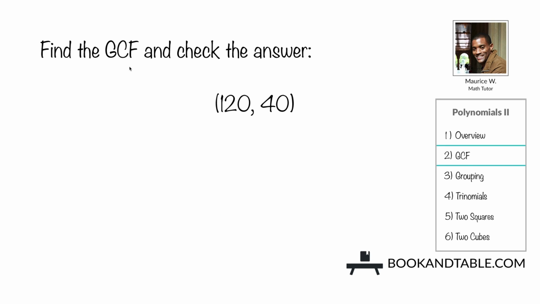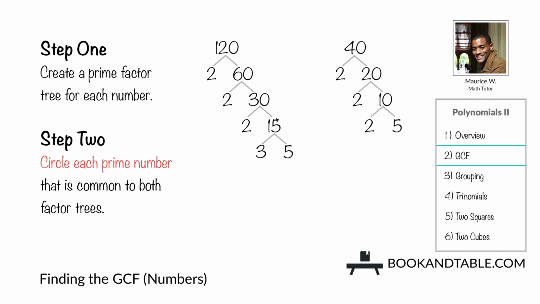So let's take 40 and 120, for example. Let's say you're asked to find the greatest common factor and check the answer for 120 and 40. So you start step 1 by creating a prime factor tree for each number. They're both even numbers, so you can start by dividing them both by 2.